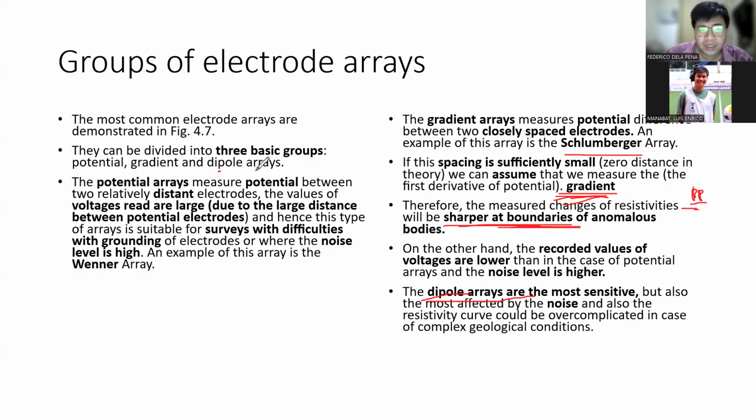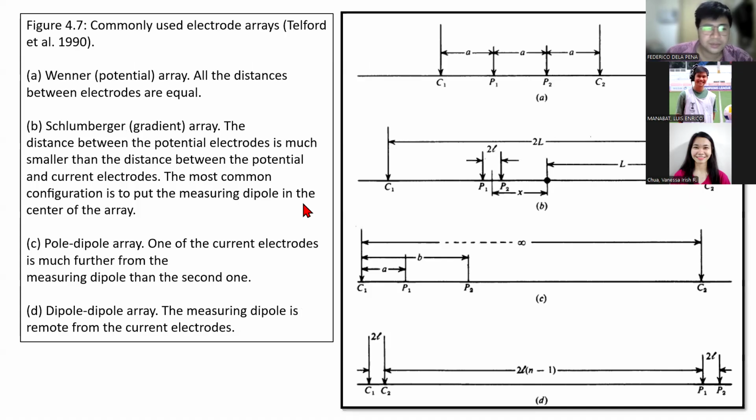So they're actually good at spotting boundaries of your subsurface objects. The third group are the dipole arrays. They're actually the most sensitive. And the downside of that is that they're really highly affected by noise. Right? And you have two common arrays under the dipole array: the pole-dipole and the dipole-dipole array.